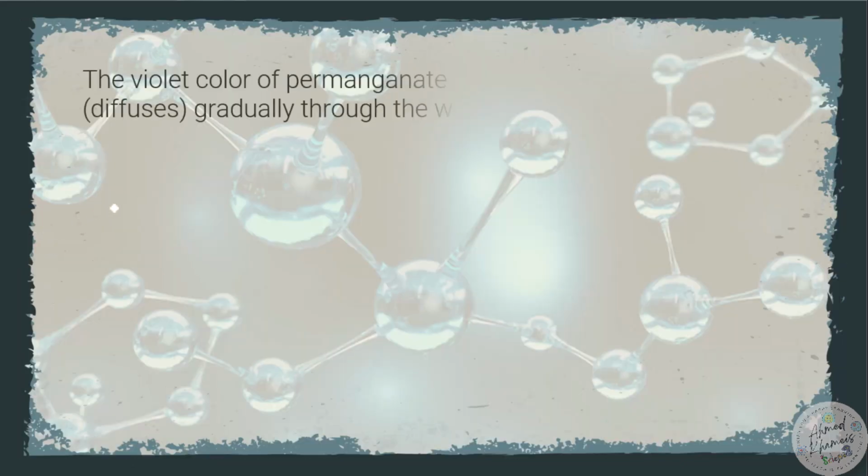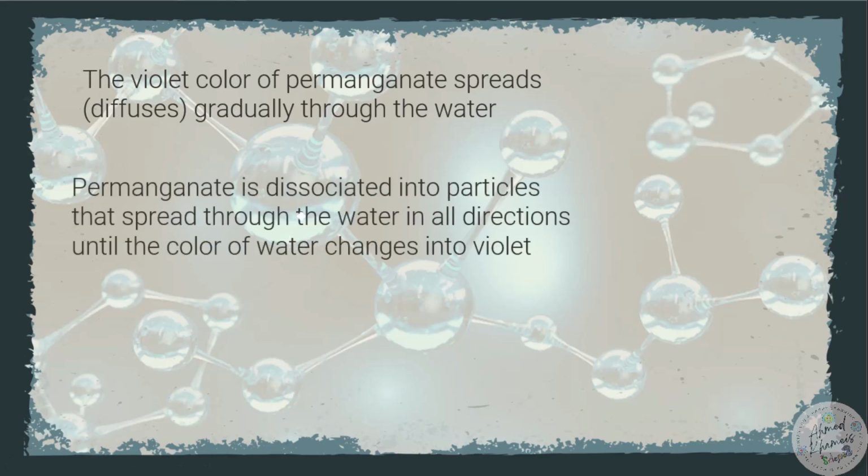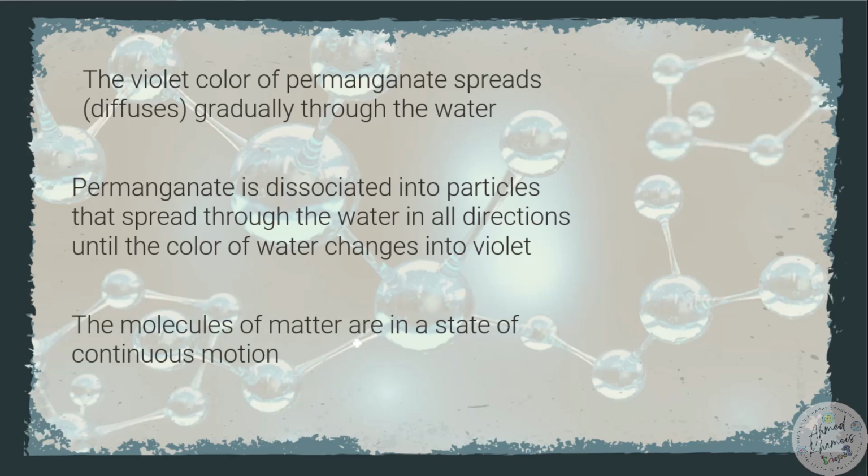So as we see from the experiment, the violet color spread gradually through the water, because the color dissociates into particles that spread through the water in all directions. So the color spreads, or diffuses, into the water. The molecules of the color gradually moved through the molecules of the water. That is because matter is in continuous motion, and the molecules are in continuous motion.